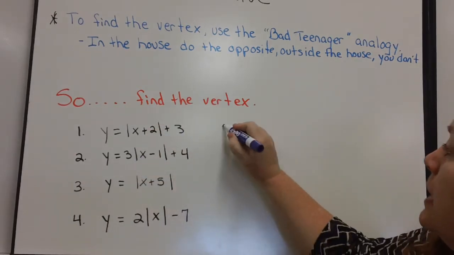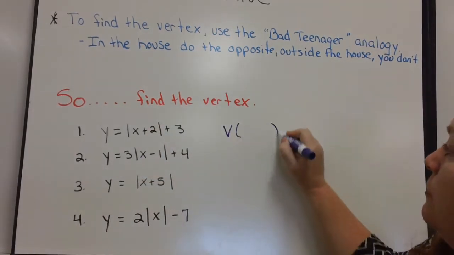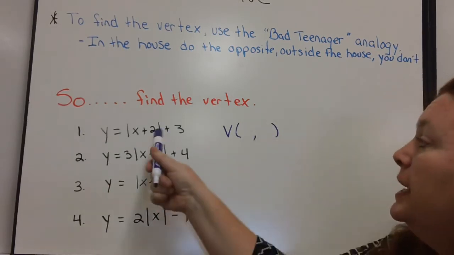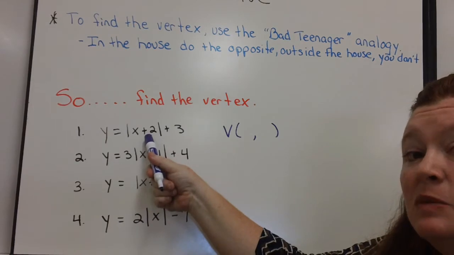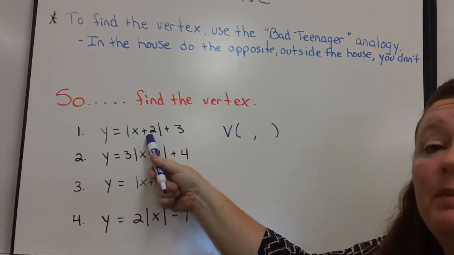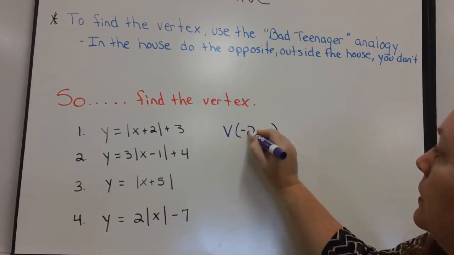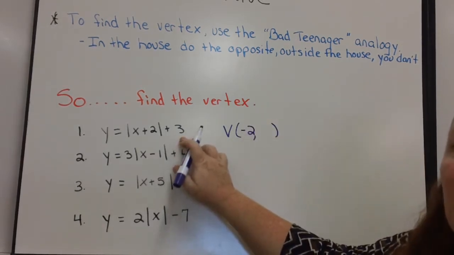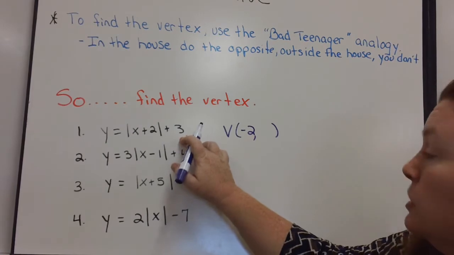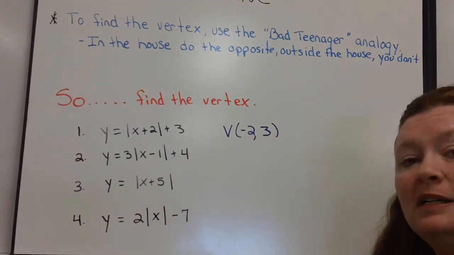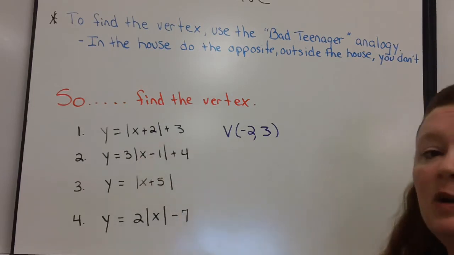So my vertex, that's why I write a V in front of it, is a point with an X and a Y coordinate. What's inside the house is with the X, so I'm going to do the opposite. I see a 2, the opposite is -2. Outside the house, we're adding a 3. I don't do the opposite, so it's just 3. -2, 3 is the vertex of this equation.